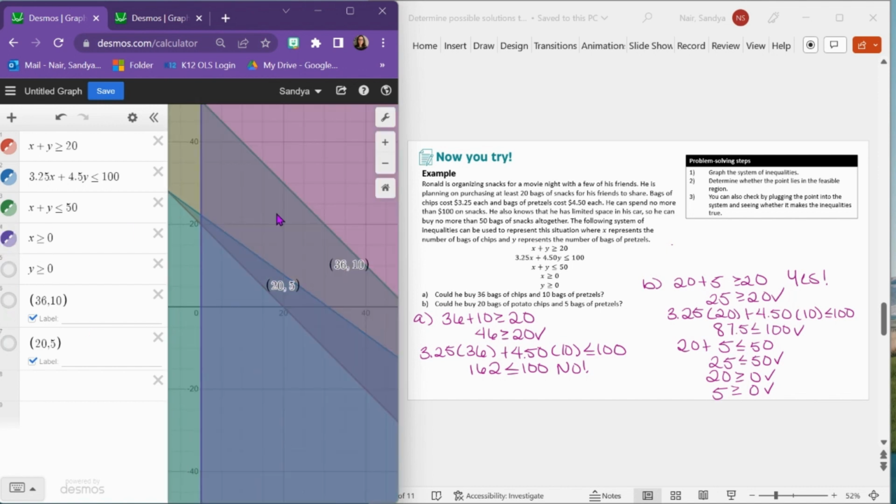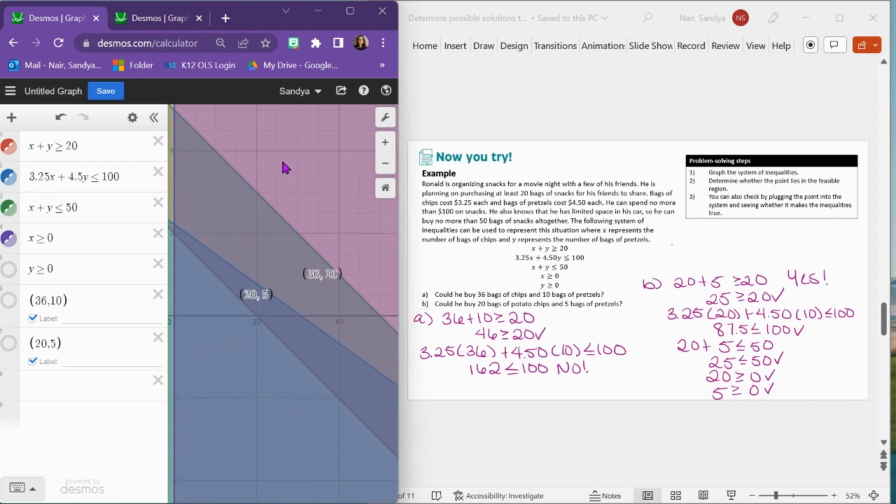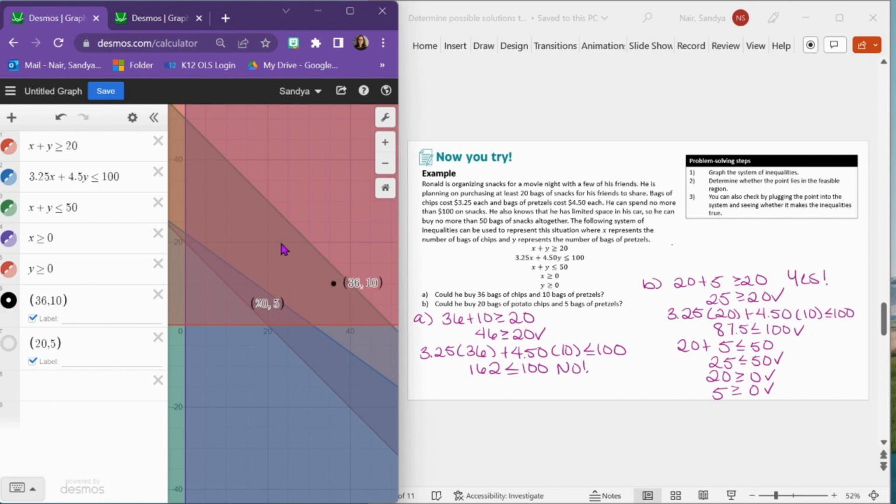When I add in x is greater than or equal to 0, that's going to restrict it to values to the right of the y-axis. And then I add y is greater than or equal to 0. So that's now restricting it to this section right here. That's in my graph. So if we are thinking about could you buy 36 and 10, that's going to be the point (36, 10). And if we graph that on our grid, we can see that that is way beyond that feasible region. So it's not going to work for this system.